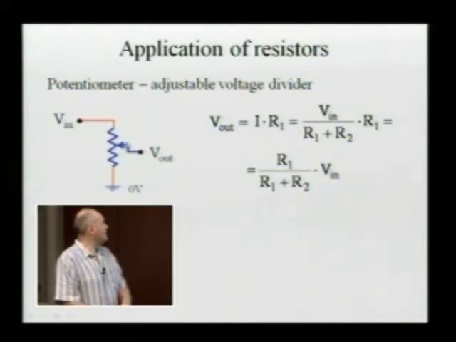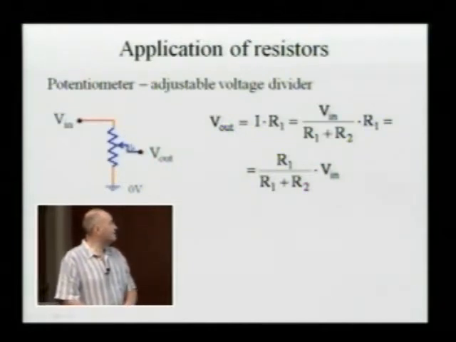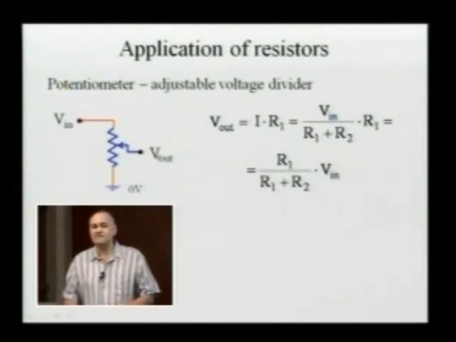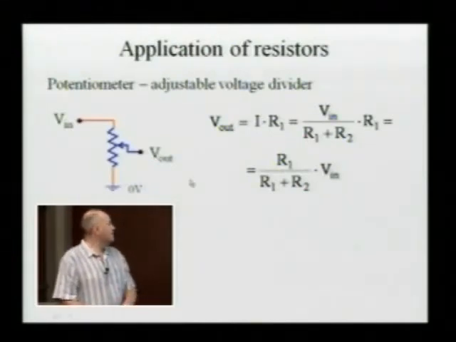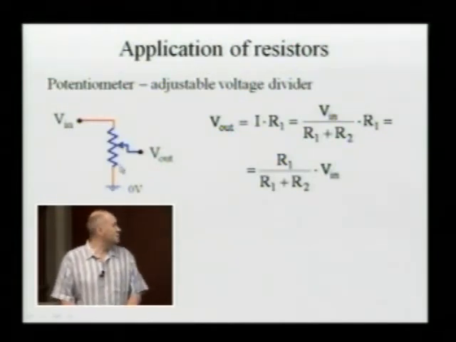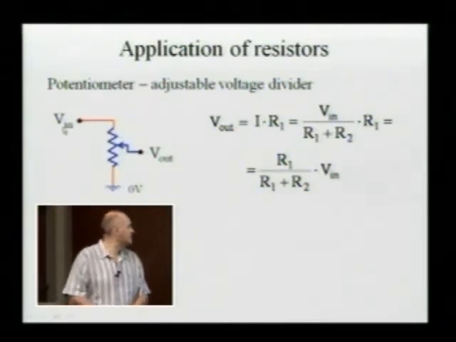and a potentiometer is not really a resistor because it has three terminals, but it works like a voltage divider. By sliding the connection over here, I can change the ratio of the two resistances and adjust the output voltage to whatever value I want. If I slide that contact to the bottom, the output will be 0. If I move it up, the output will be equal to the input.